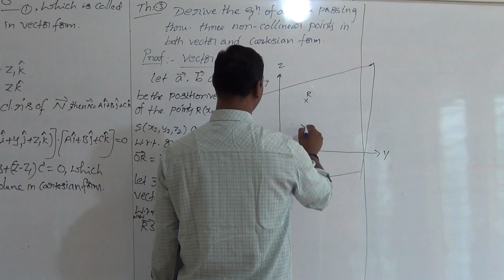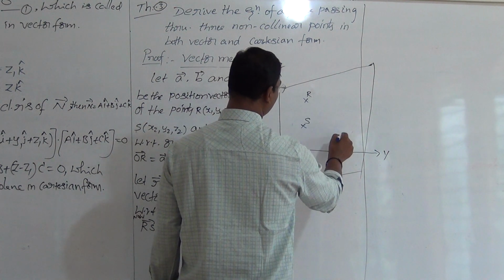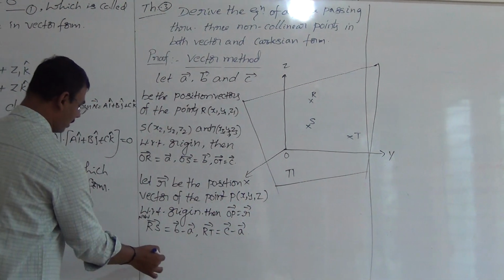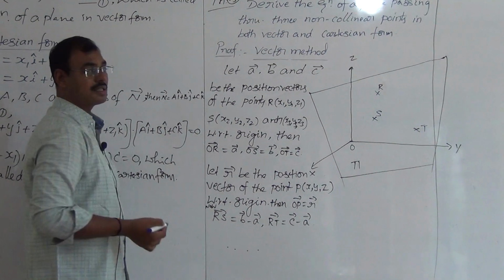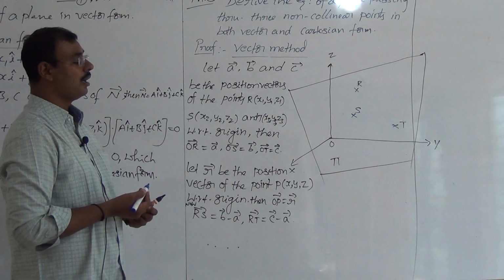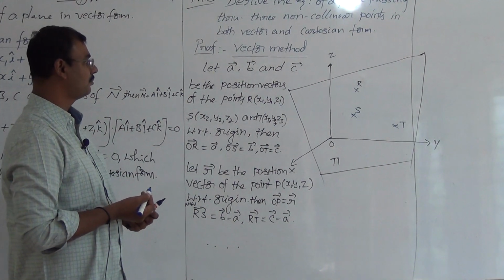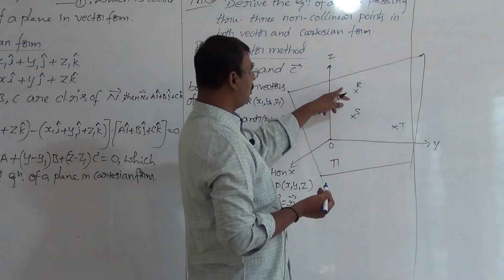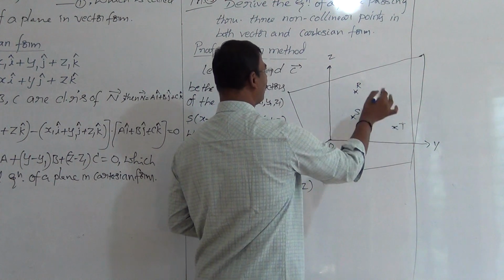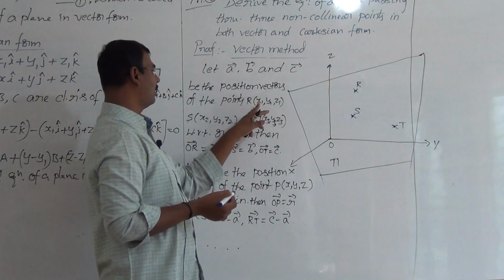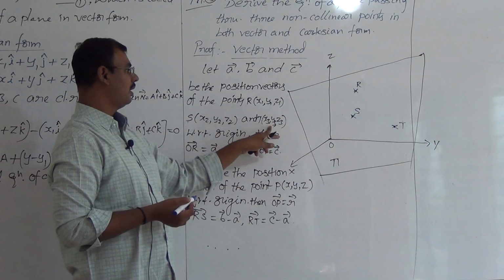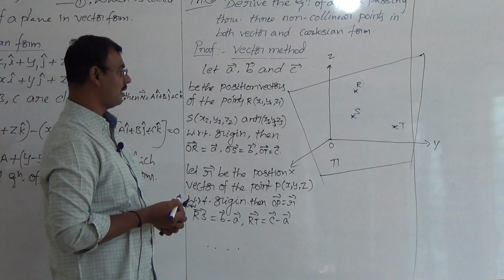Anyway, these are the non-collinear points. We know that collinear means what? Lie on the same line. So here these are called non-collinear points. Okay, let R, S, T be 3 non-collinear points. So the non-collinear points taken are R(x1, y1, z1), S(x2, y2, z2) and T(x3, y3, z3).